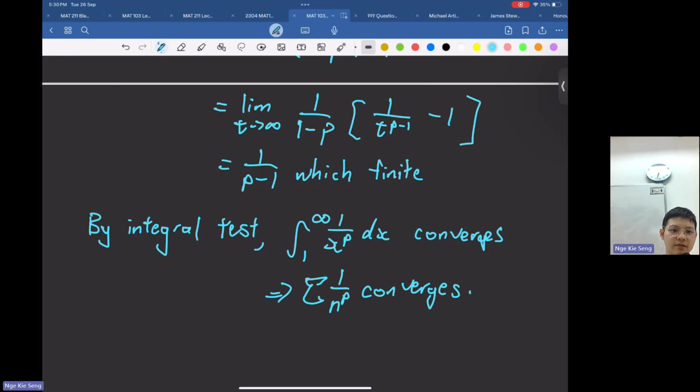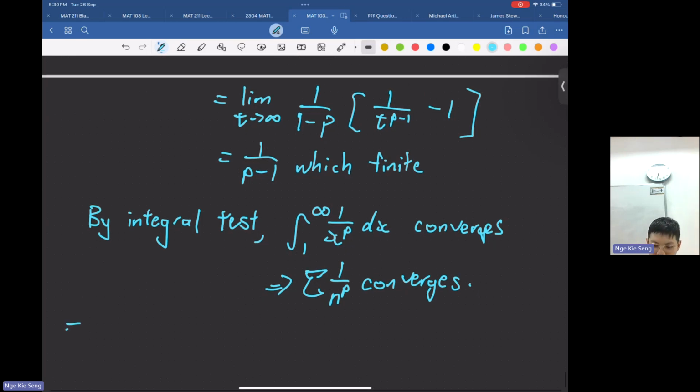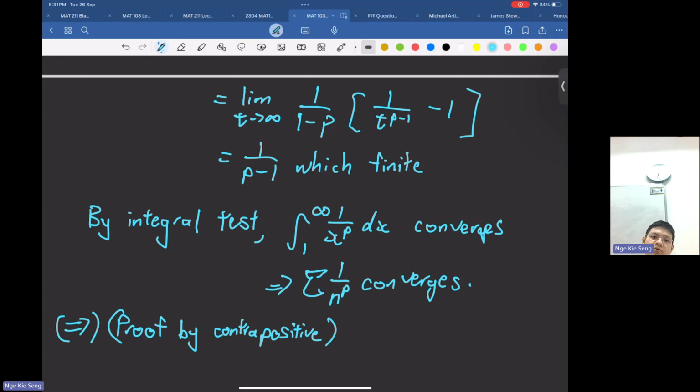Next we need to prove the other direction. The other direction means what? From left to right. That direction means that if the P series converges, then p is greater than 1. But instead we will do proof by contrapositive. So if p is not greater than 1, then my series diverges. If p is not greater than 1, how many cases do you have?